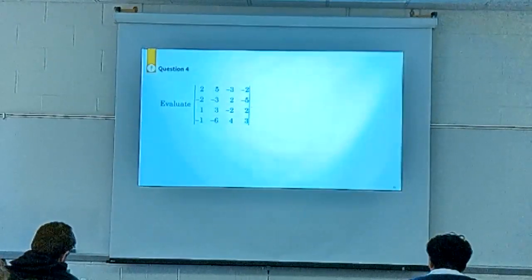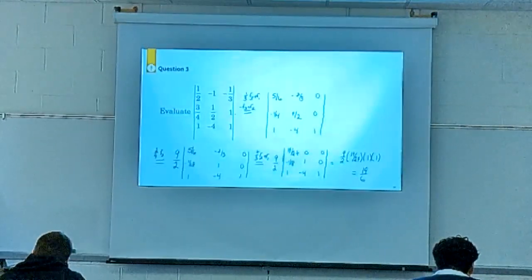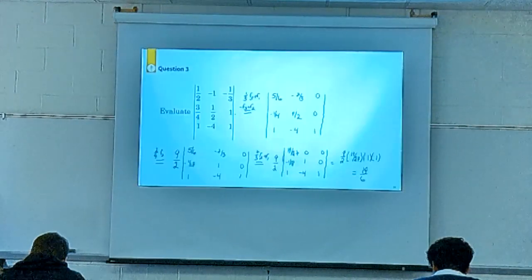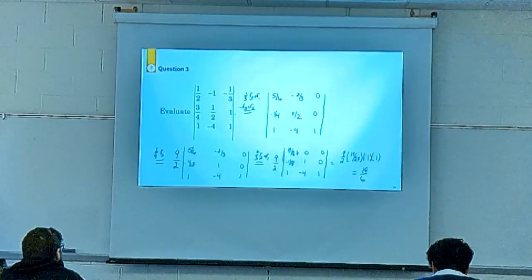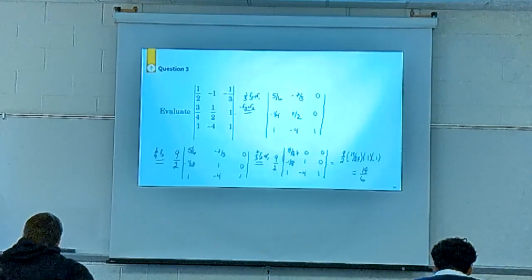So where does the whole type 1, type 2, type 3 come in? The type of row operations. Oh. Type 1 is swapping 2 rows, type 2 is multiplying a row, and then type 3 is the multiple of a row plus another row.